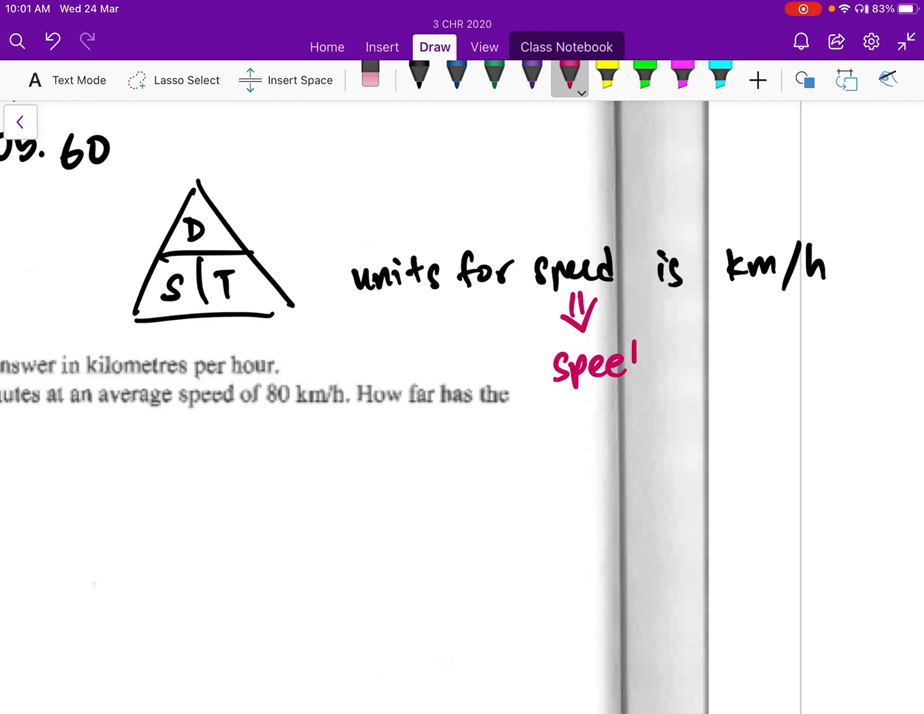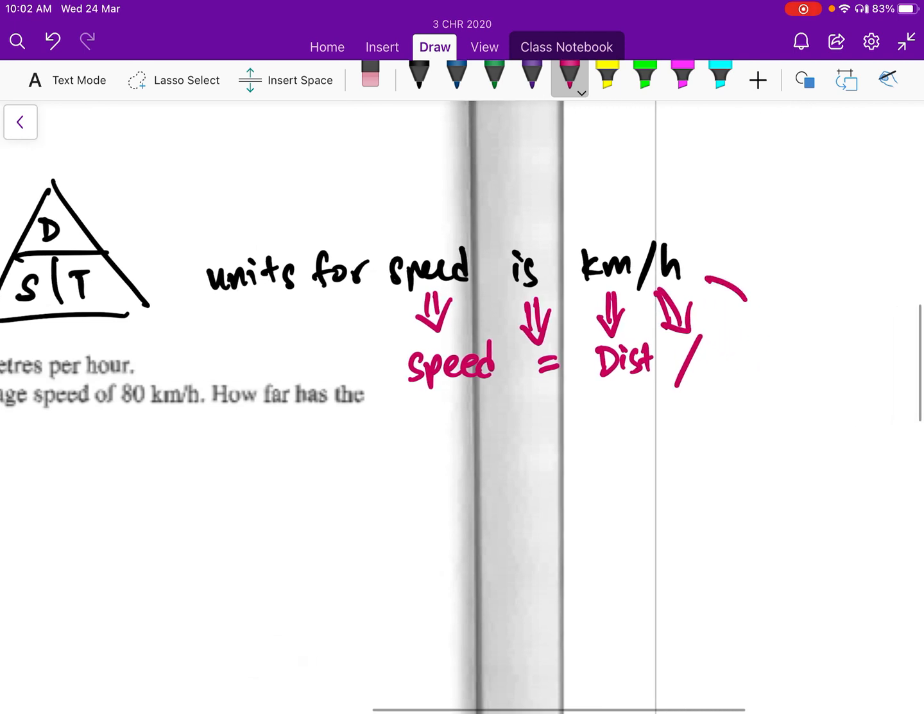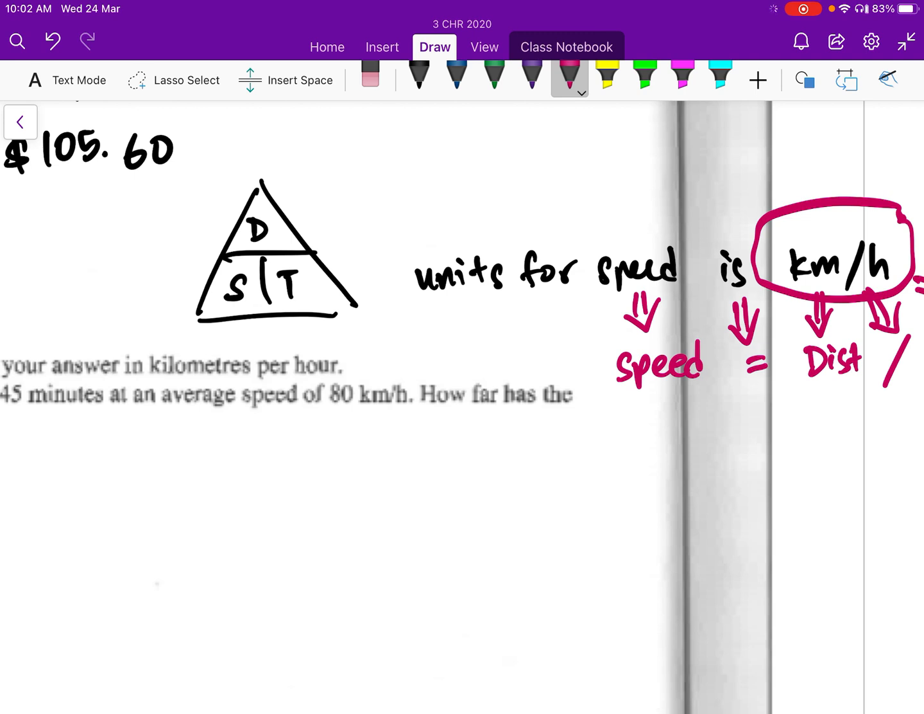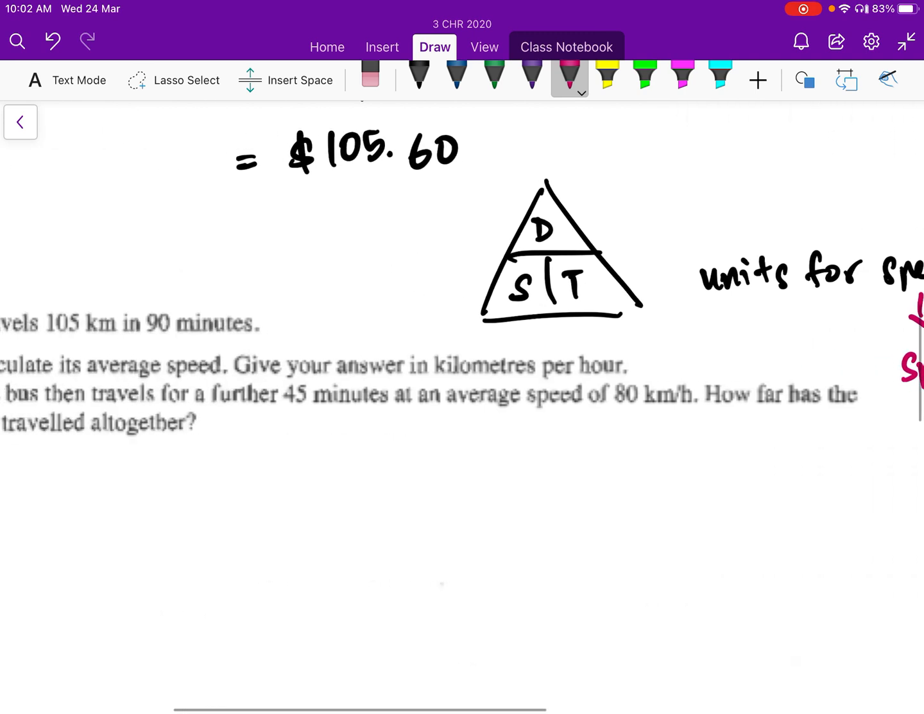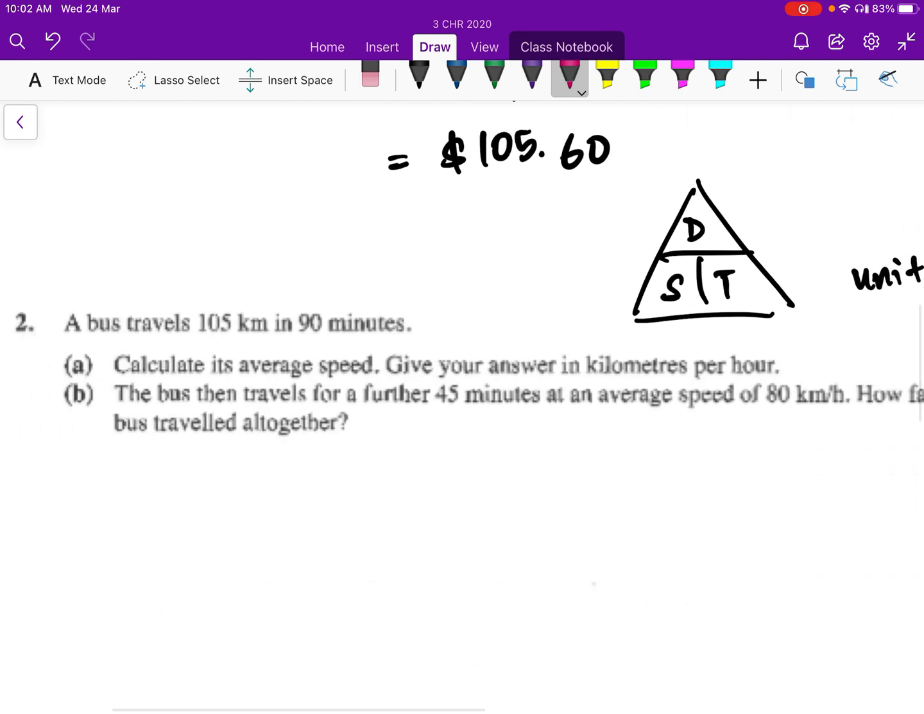It tells us that speed equal km, distance. Then this per means divide. Then here we have time. So here we have it. As long as you know the unit for speed, you have the formula. Speed equals to distance divided by time. Okay, speed equals to distance divided by time. So now find the average speed.